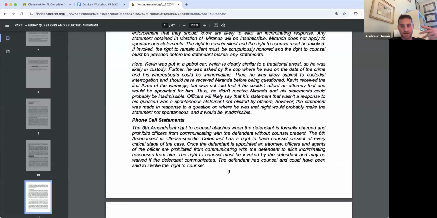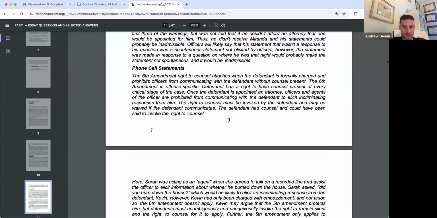All these essays require you to tell them what's going down on the Fourth, Fifth, and Sixth Amendment. The Sixth Amendment right to counsel attaches when the defendant is formally charged and prohibits officers from communicating with the defendant without counsel present. The Sixth Amendment is offense specific. Defendant has a right to have counsel present at every critical stage of the case. Once the defendant is appointed an attorney, officers and agents of the officer are prohibited from communicating with the defendant to elicit incriminating responses from him. The right to counsel must be invoked by the defendant and may be waived if the defendant communicates. The defendant had counsel and could have been said to invoke the right to counsel.